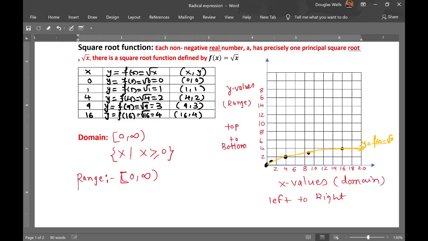This is a closed interval, meaning that this value is included. Infinity is always open because we do not know what this last value will be. If we want to write this in set notation, we can say y such that y is greater than or equal to 0. That means any y value which is 0 or bigger goes into your range. Hope this will help you.